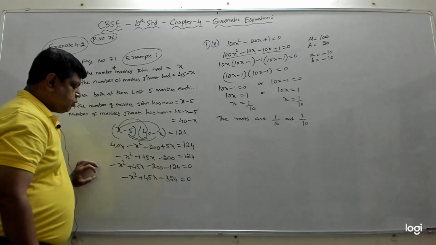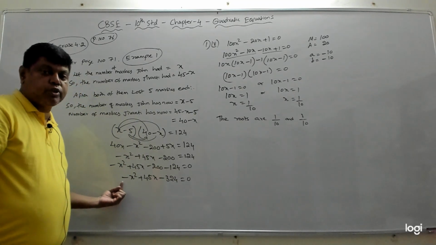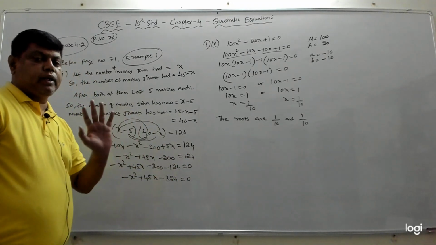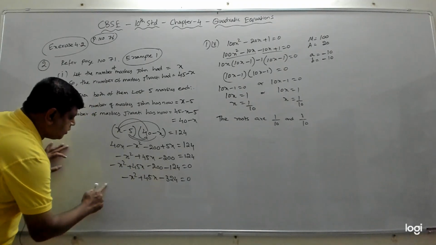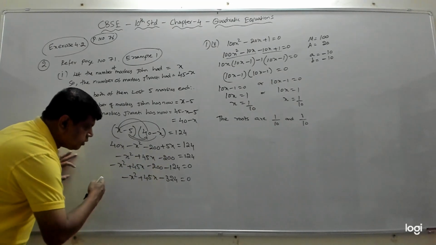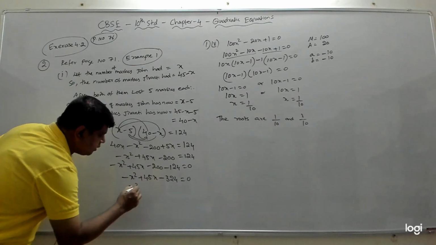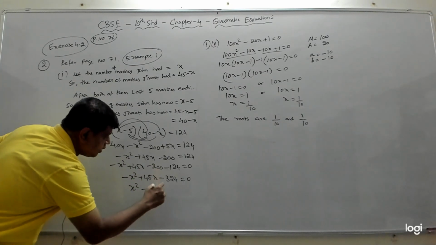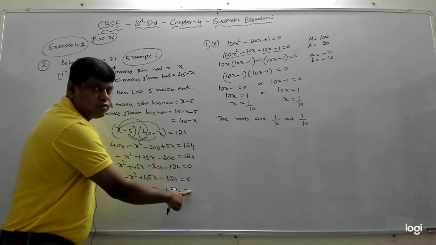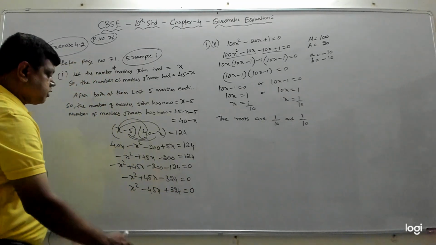Now I told you, whenever there is a quadratic equation, make sure that the coefficient of x square is positive. If it is negative, then multiply throughout by minus 1 or divide by minus 1, which means you can cancel the sign throughout. So this will become x square, this minus will become plus, this plus will become minus, and 0 will remain 0, because 0 does not have any sign. So this is your equation.